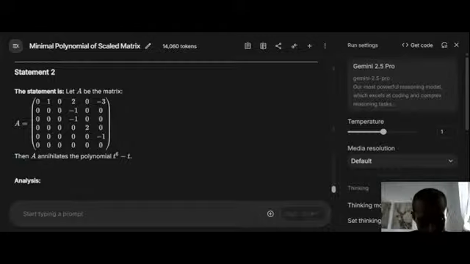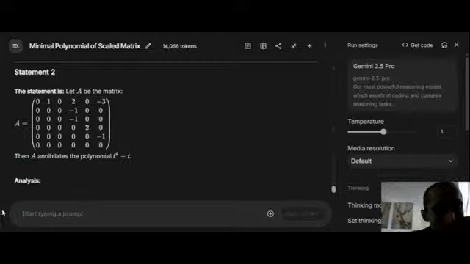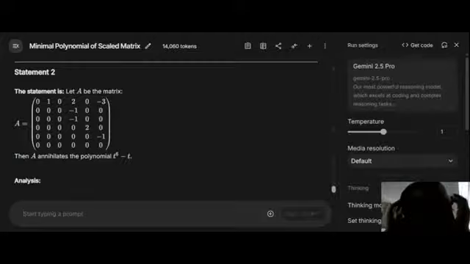But this is not totally true. So let's just erase this. Okay, this is not totally true because you can get other polynomials that annihilate matrices, for example, this, but the minimal polynomial must be so. So what's wrong with this explanation? So erase this one.